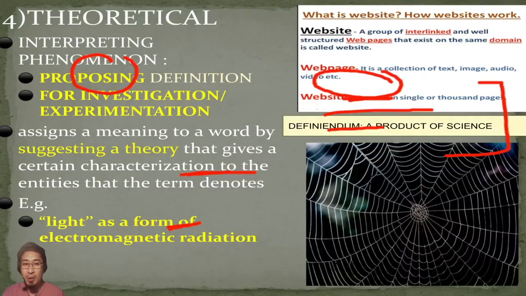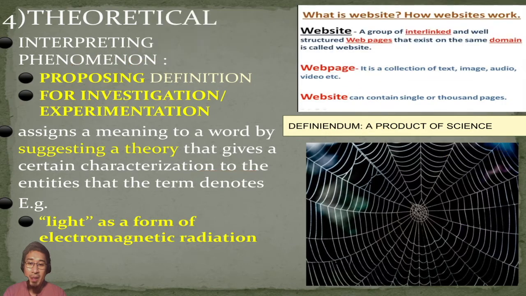Punta tayo sa fourth. Fourth definition is theoretical. Now, for theoretical, the definiendum. Okay, tingnan natin yung definiendum. Is the definiendum a product of science? If it's a product of science, it requires a theoretical definiens. So, when we say theoretical definiens, it requires a certain investigation and experimentation.